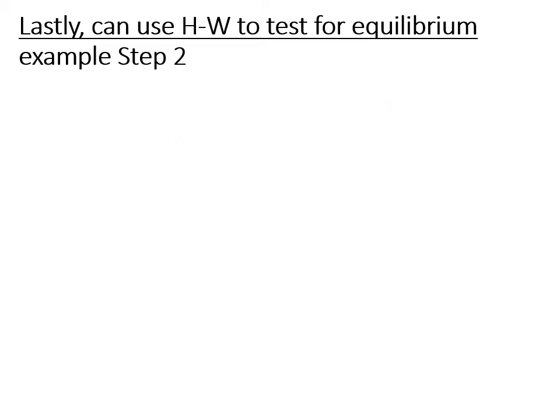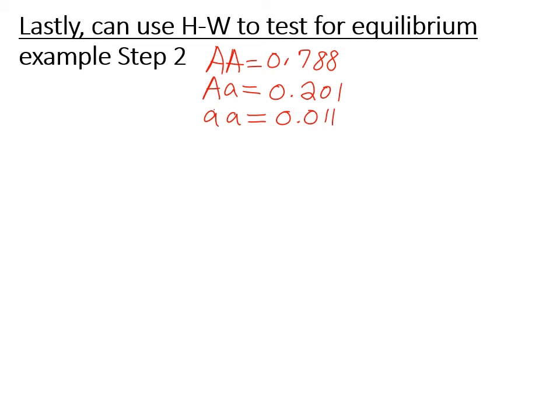I'm just going to take a second to rewrite on this slide what we just wrote in terms of the frequencies. So on the previous slide, the frequency of homozygous dominant was 0.788. Heterozygous was 0.201, and homozygous recessive was 0.011.